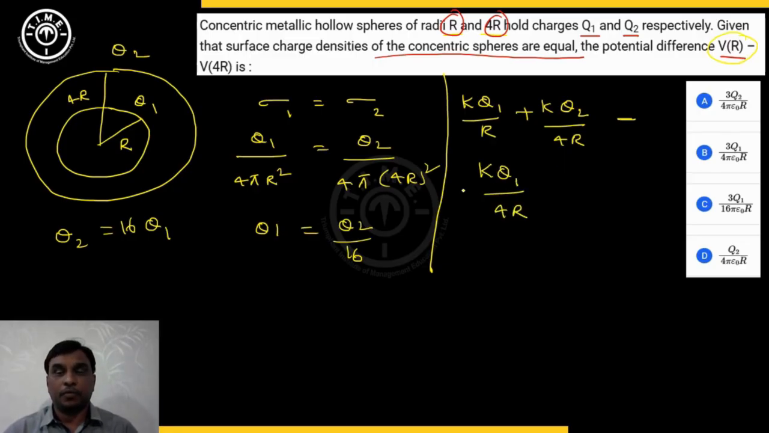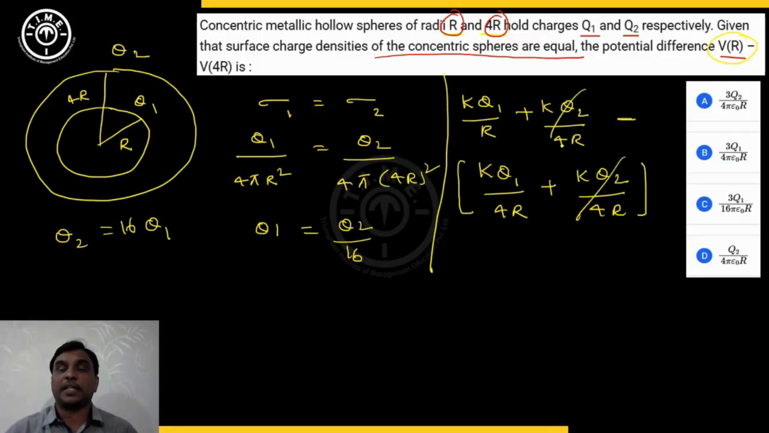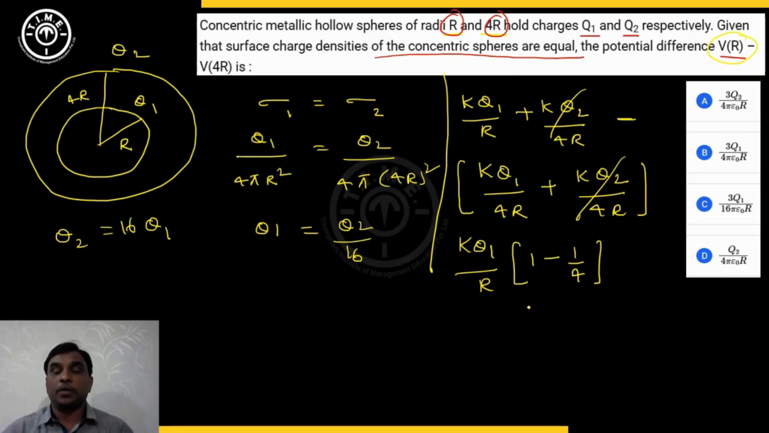4r plus there is a potential due to its own charge, K Q2 by 4r. So this and this get cancelled. You're left with K Q1 by r. If I take it common, I'll get 1 minus 1 by 4, which is 3 by 4. This gives you K, which is 1 by 4 pi epsilon, into Q1 by r into 3 by 4. 4 into 4 is 16. So 3 Q1 by 16 pi epsilon naught times r.